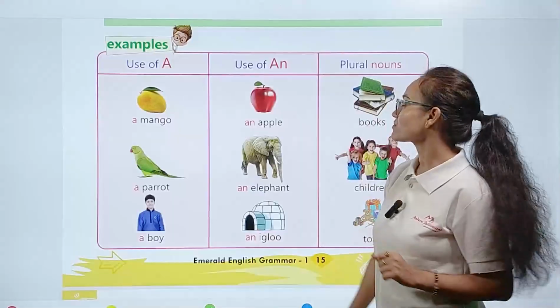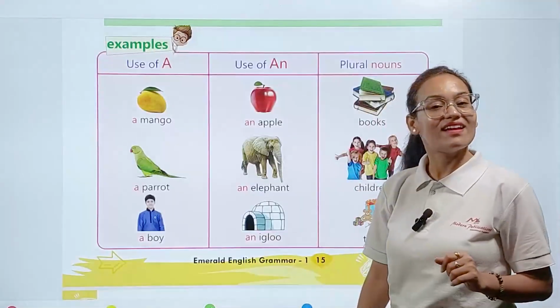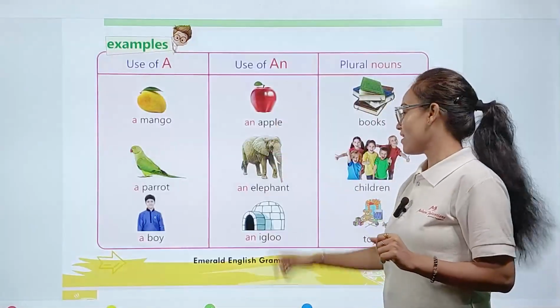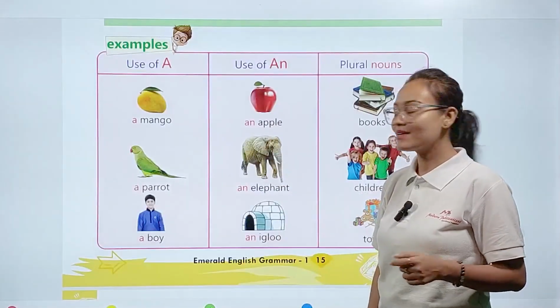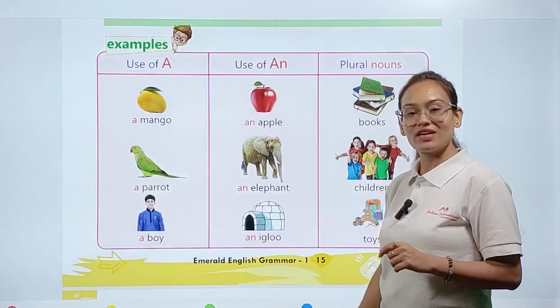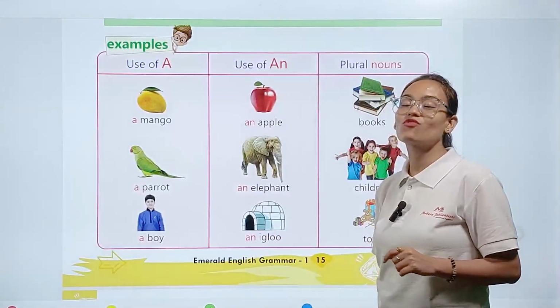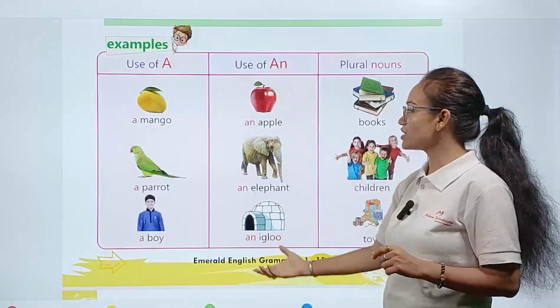Now where do we use AN? An apple, an elephant, an igloo. Apple starts with the vowel A. Elephant starts with the vowel E. Igloo starts with the vowel I. So here we are going to use AN.